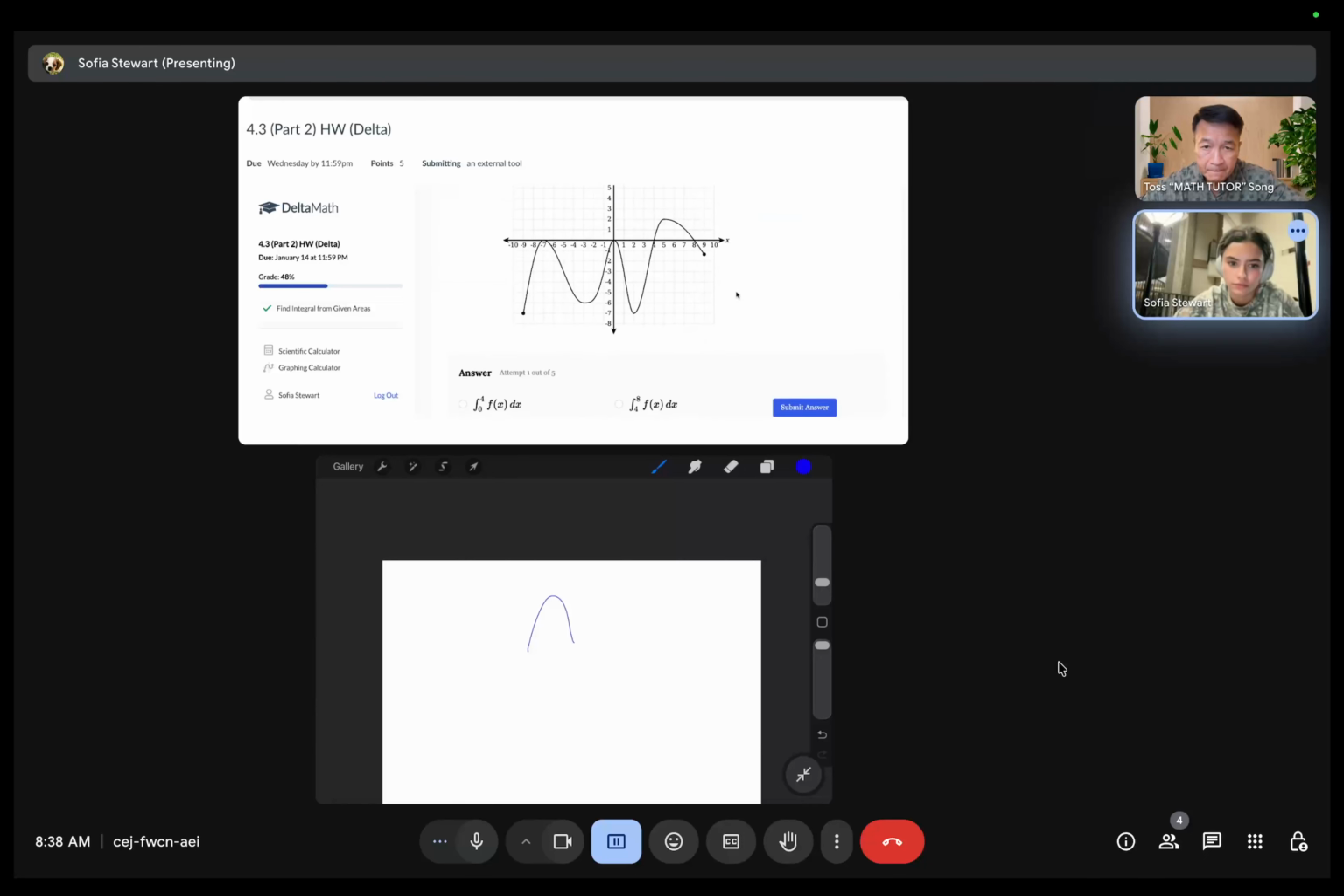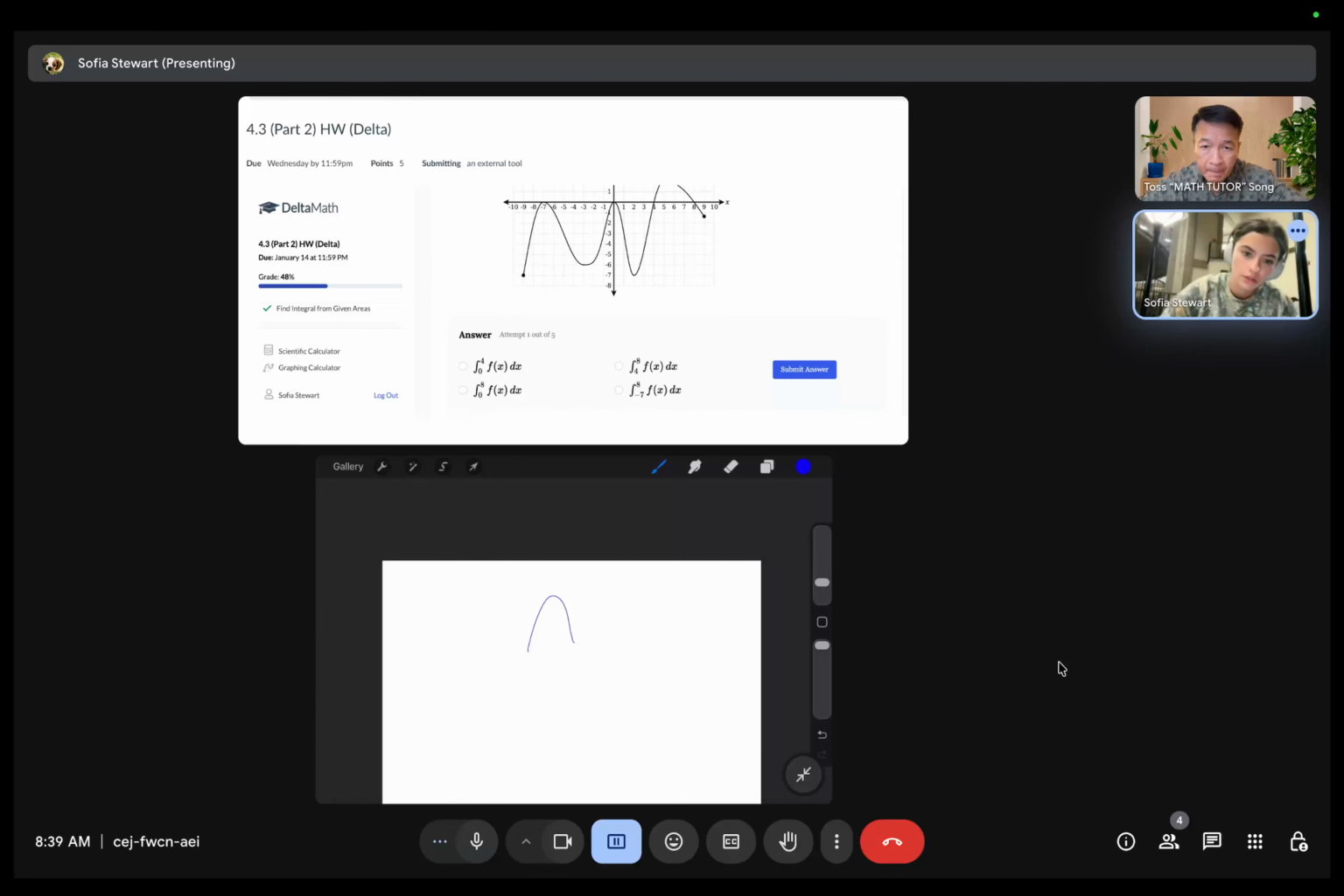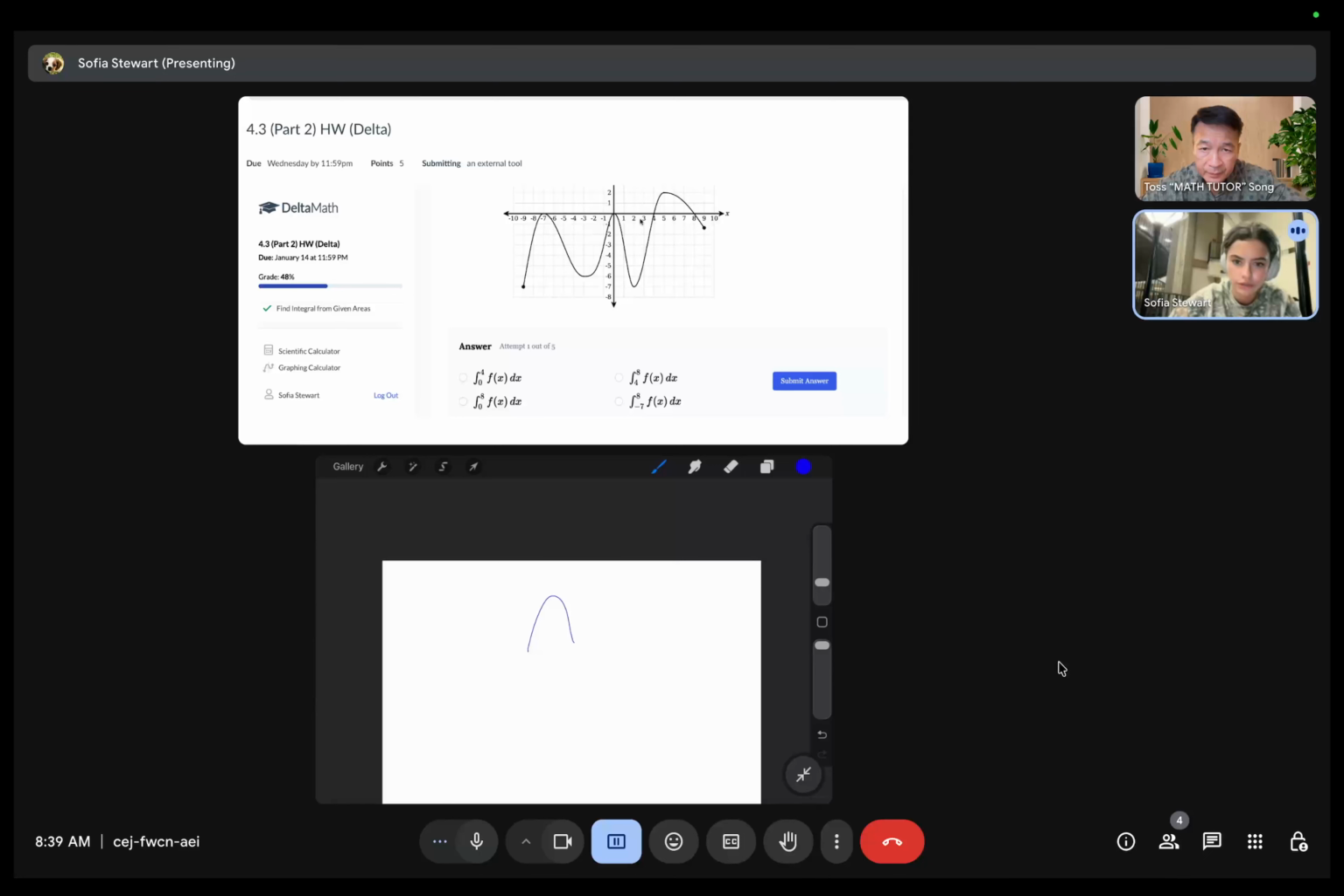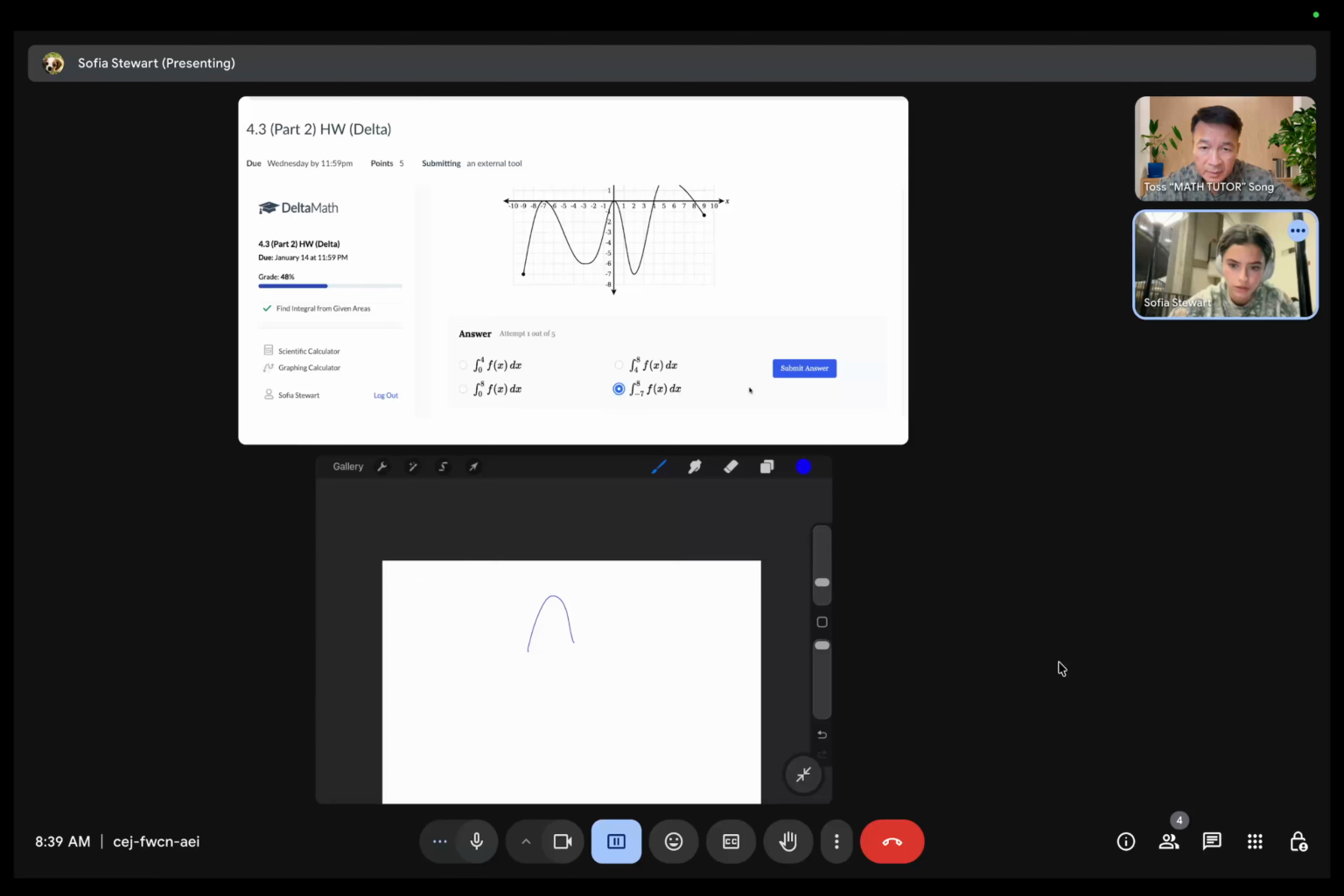Okay, and then which one has the least value? Least value. So from 0 to 4, it's all negative. From 0 to 8, you add again, so not that one. From 4 to 8, it's all positive. And from 8 to -7, you add a little, subtract a lot for this one.